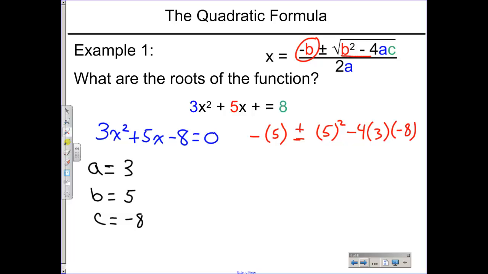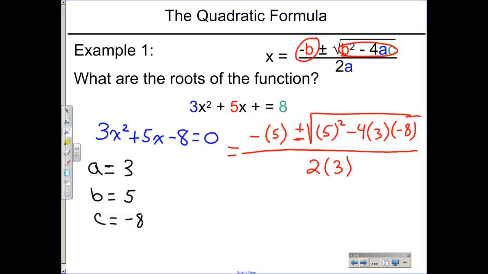So I've done this underneath. Now I've got to put the square root around the whole thing. And the whole thing is written over top of 2 times the a value, which is 3. And this is simply going to equal the x-intercepts, the roots, or the zeros of the function.